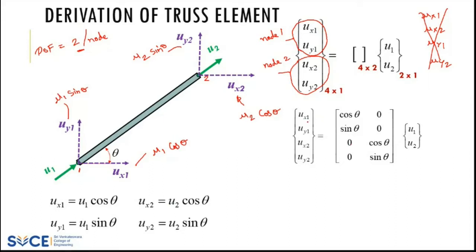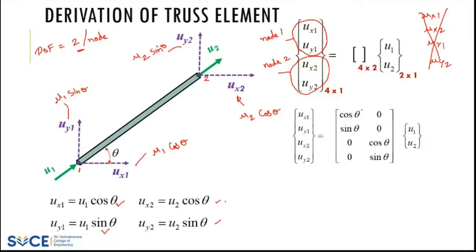If I want ux1, multiply this: cos theta, u1, 0, u2. So ux1 is u1 cos theta. That's what we are getting here. uy1 is u1 sin theta. ux2 is u2 cos theta, and uy2 is u2 sin theta. We are getting these two terms also. So we are converting this in terms of a matrix form.